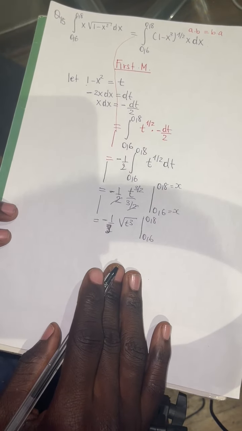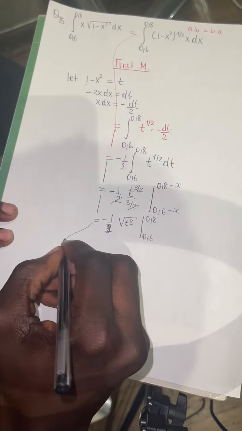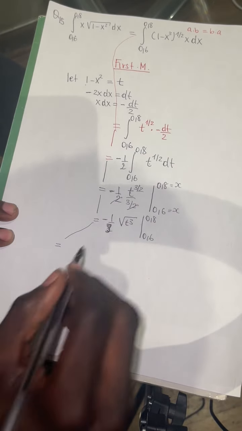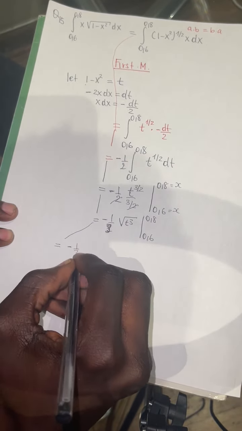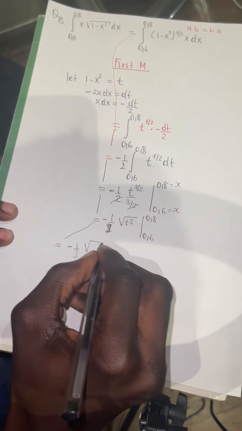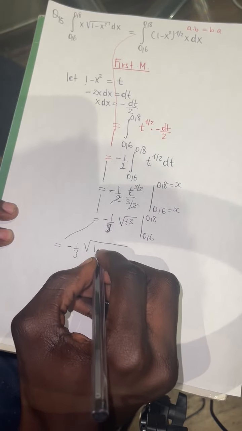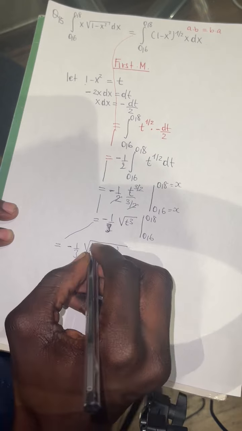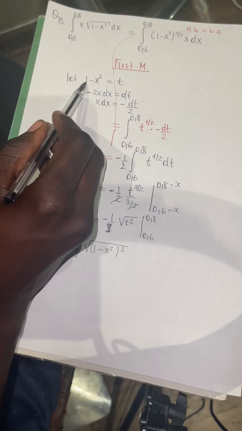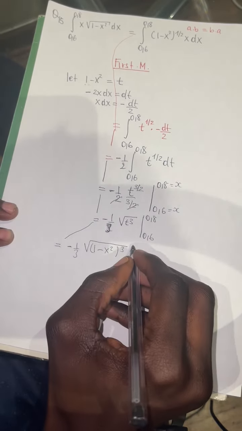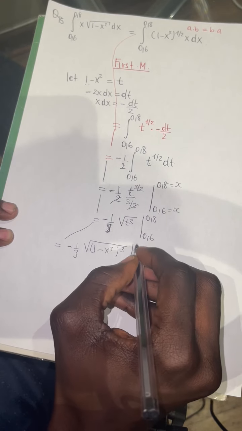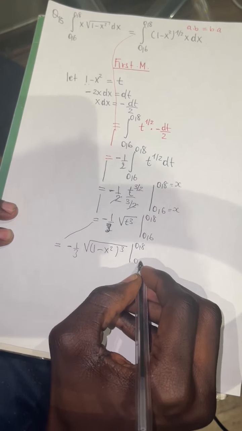So this now, I can use the equal. So I'm going to have minus 3. What is t? t we already said is what? It is 1 minus x squared. So this is going to be now to power 3. Where was t? t was there. So now the limit is 0.8 and 0.6.